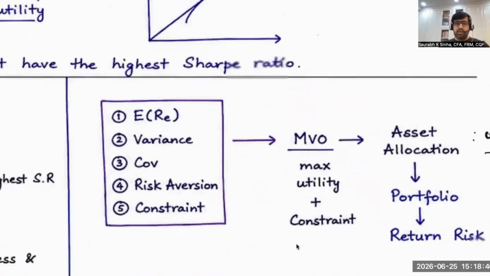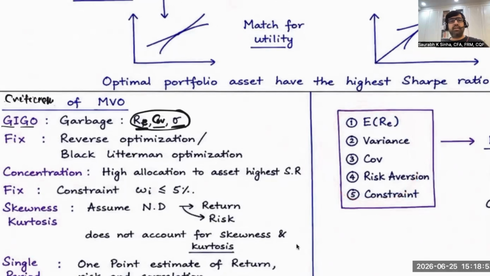Okay, perfect. Now they are saying if you're throwing in these estimates as incorrect inputs, you will get incorrect values. So what is the fix? The fix is reverse optimization or Black-Litterman optimization. We'll discuss it in a minute. The second, they say that generally mean variance optimization leads to high allocation or high concentration to the asset with the highest Sharpe ratio. And therefore the fix is what? You put down a constraint that weight cannot be greater than X%.